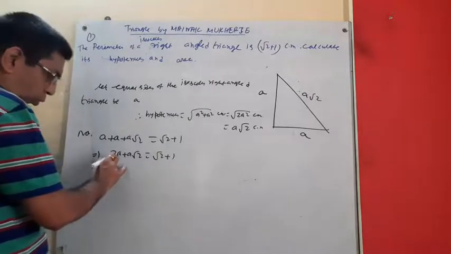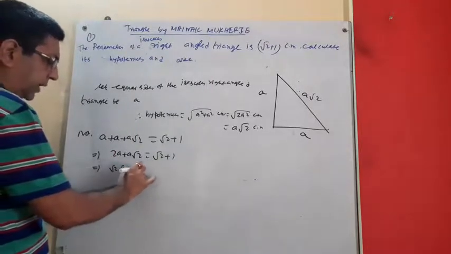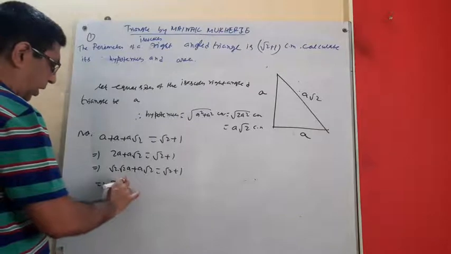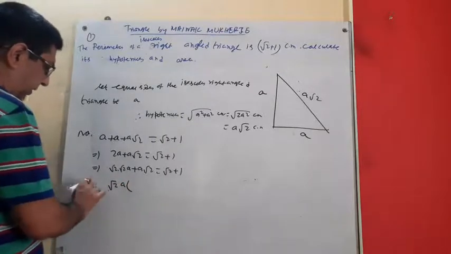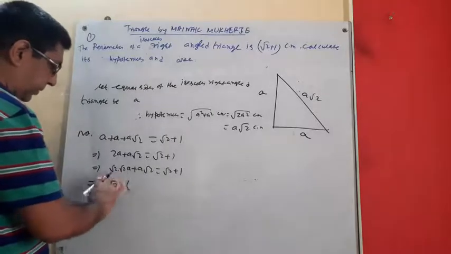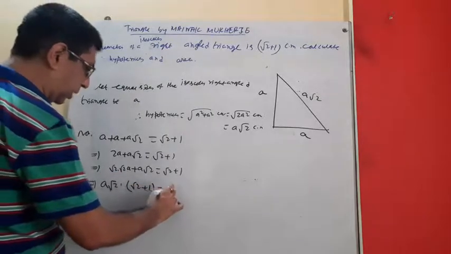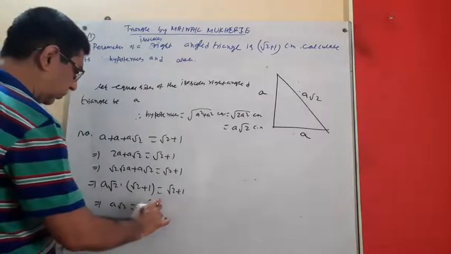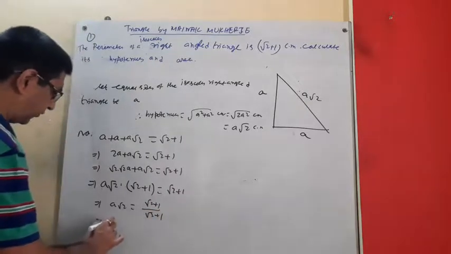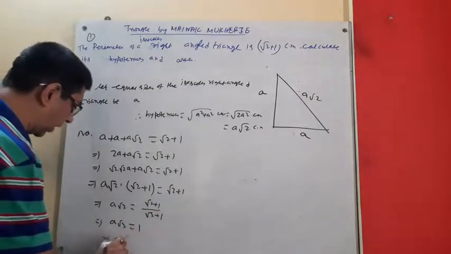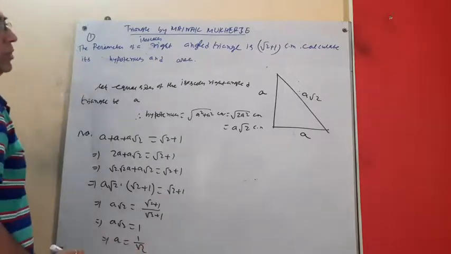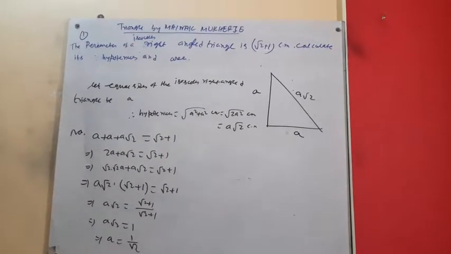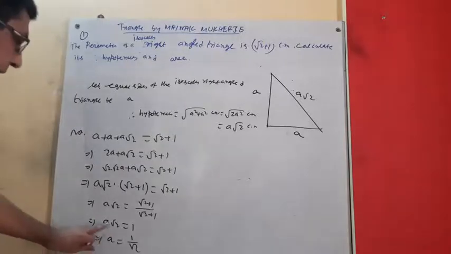Look, 2 means root 2 into root 2, right? So a root 2 into root 2 plus a root 2 equals root 2 plus 1. So a root 2 is common. a root 2 into (root 2 plus 1) equals root 2 plus 1. So a root 2 equals (root 2 plus 1) by (root 2 plus 1). Therefore a root 2 equals 1, or a equals 1 by root 2.